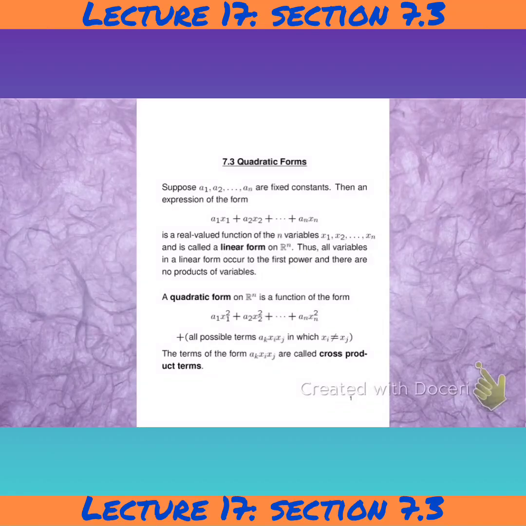Right, section 7.3 is on quadratic forms. So it's basically a little bit of an application of diagonalization. It's another application of diagonalization. So suppose a1 up until an are fixed constants, then the expression of the form is a real valued function of the n variables x1 up until xn. And that is called a linear form in Rn.